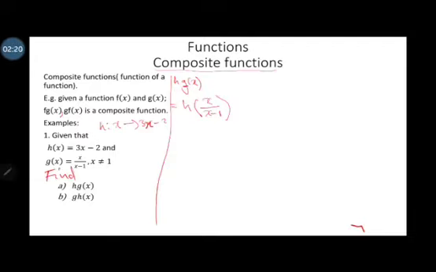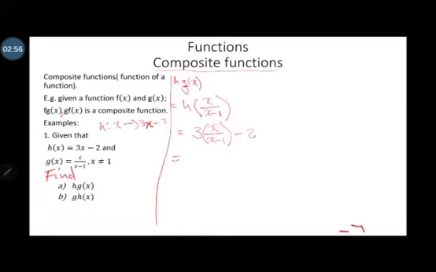What we have is h of x. In this case, what's in place of the x is x over x minus 1. So equally in the equation, we replace our x with what we've replaced x with in the h function. So we should have 3 times what we have here. So this expression is going to be 3 times x over x minus 1, and it's subtracting 2 from the definition.